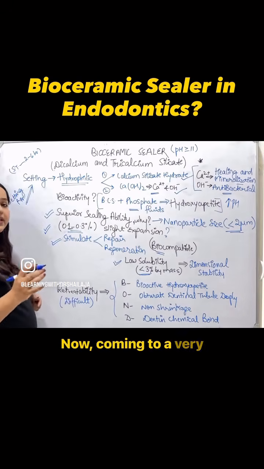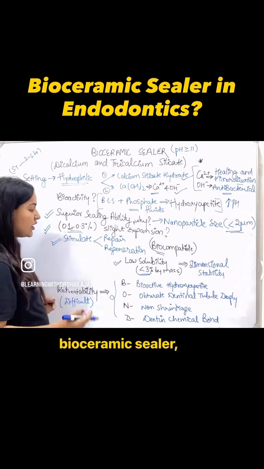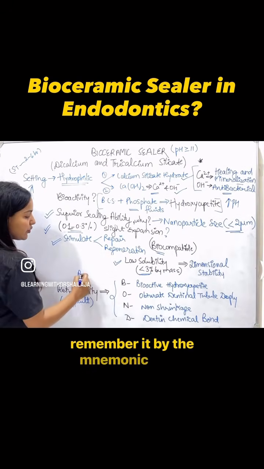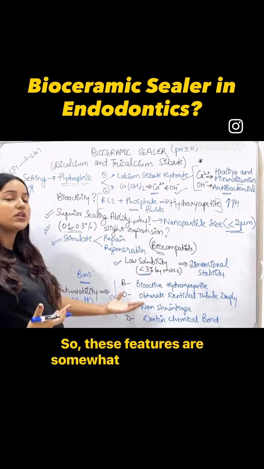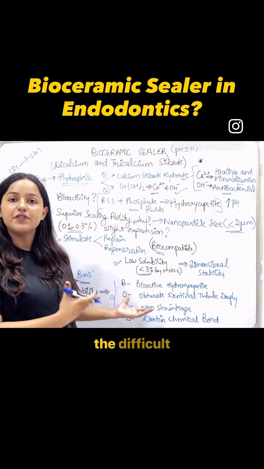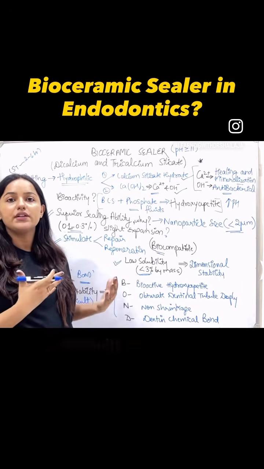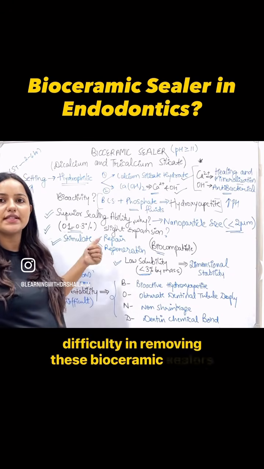Now, coming to a very important limitation of bioceramic sealer, we can remember it by the mnemonic BOND. So, these features are somewhat the reason for the difficult retreatability or difficulty in removing these bioceramic sealers from the canal.